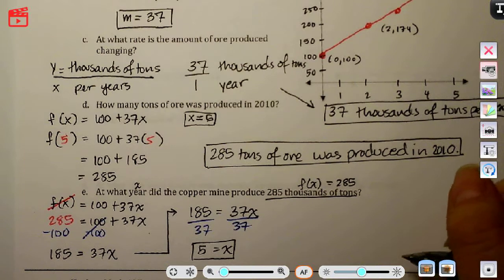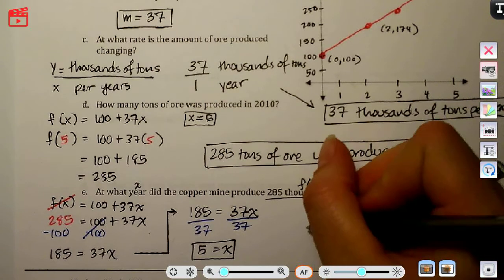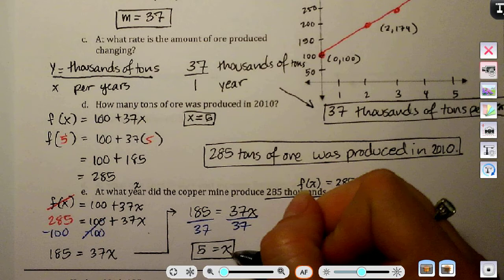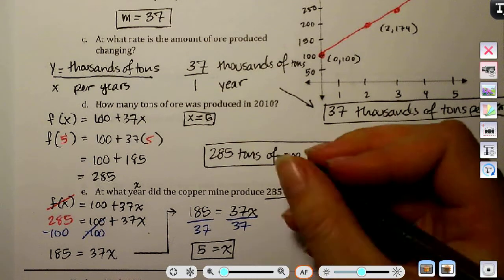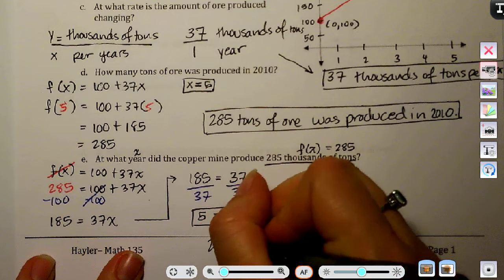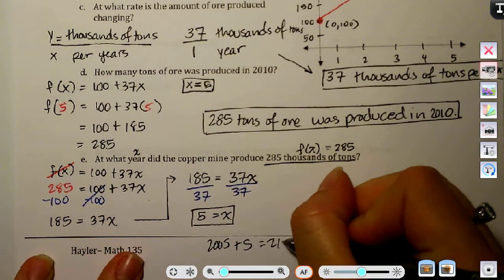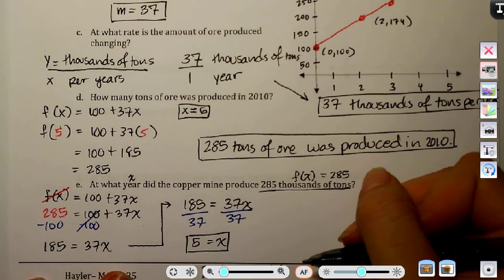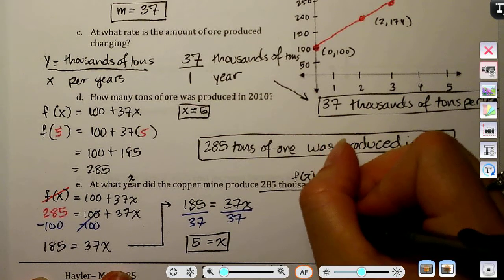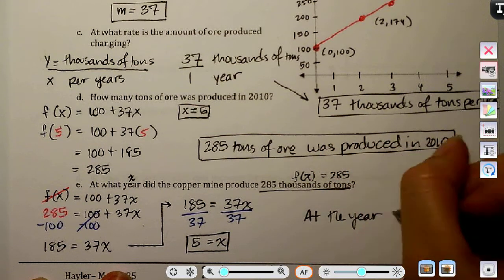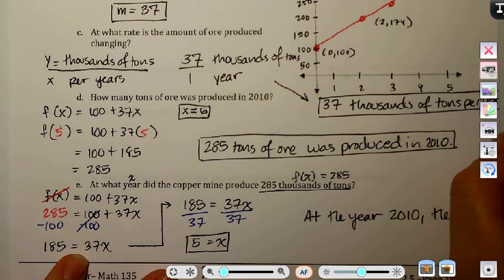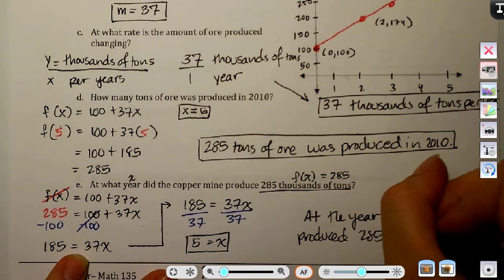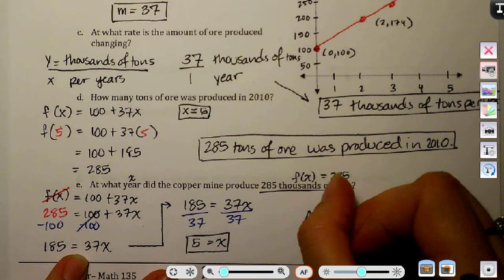Okay. But if you didn't notice that, this is how you solve it. So, at what year? Well, careful, we're not going to say year 5, because remember, x stands for the number of years since 2005. So, 2005 plus 5 is going to equal 2010. So, what year did the copper mine produce 285 thousands of tons? At the year 2010, the mine produced 285,000 tons.